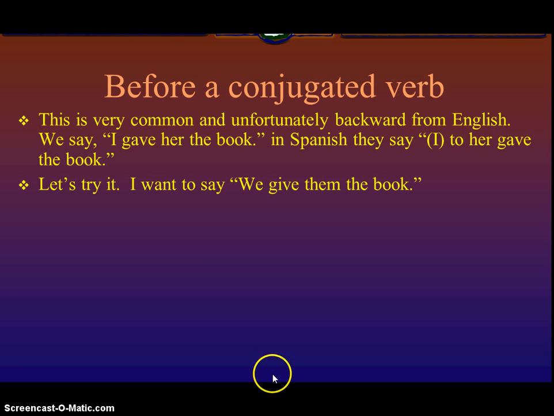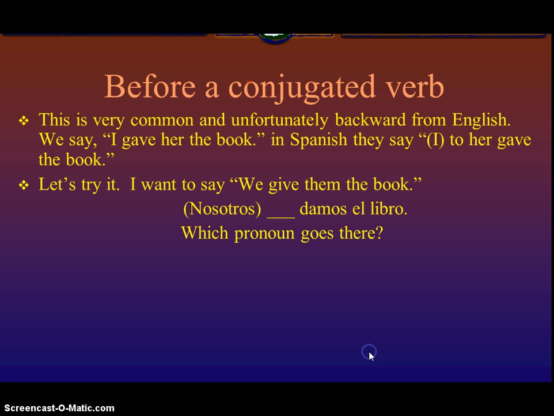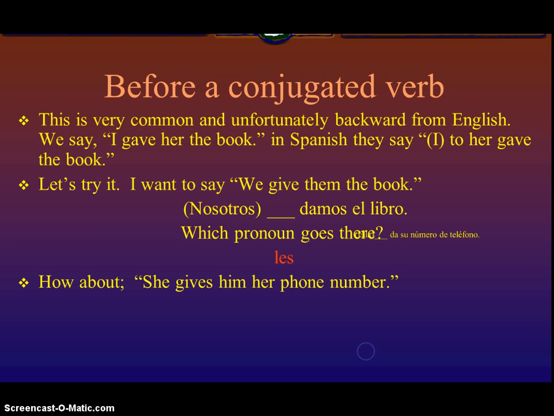Let's try it. I want to say, we give them the book. How might we say that? Nosotros, blank, damos el libro. Which pronoun would go in the blank's place? If you said les, you are correct. How about she gives him her phone number? Ella, blank, da su número de teléfono. To whom does she give the phone number? If you said le, you are correct.